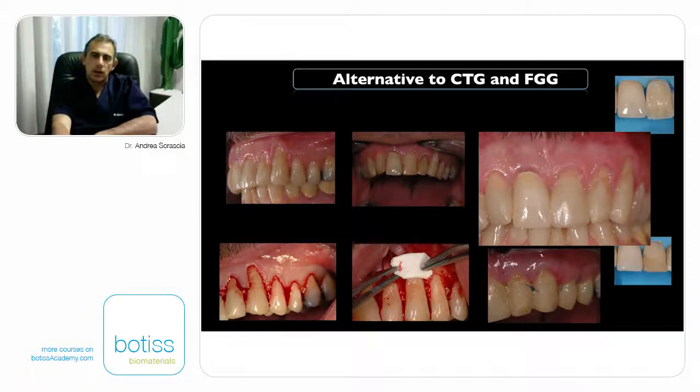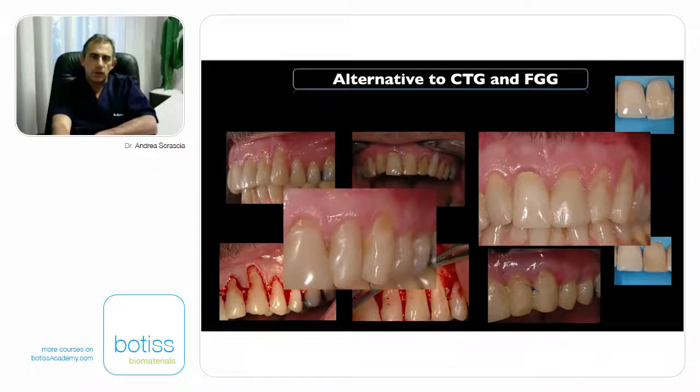This is a follow-up after 1 year, and I think it's a very good covering of the roots.